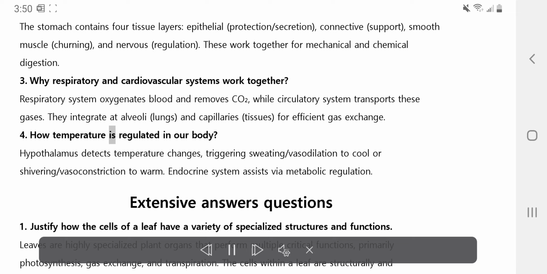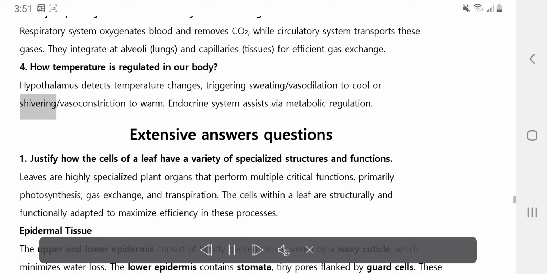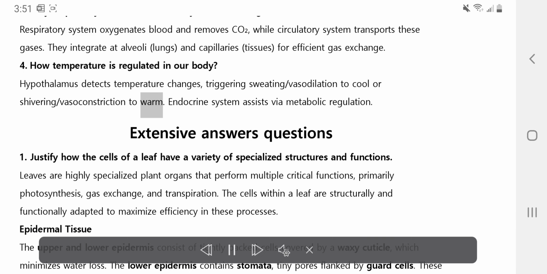How temperature is regulated in our body. The hypothalamus detects temperature changes, triggering sweating/vasodilation to cool or shivering/vasoconstriction to warm. The endocrine system assists via metabolic regulation.